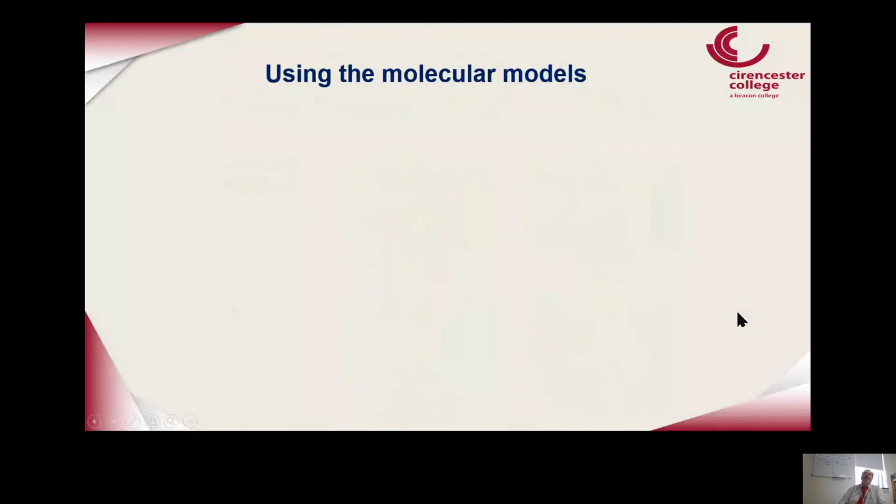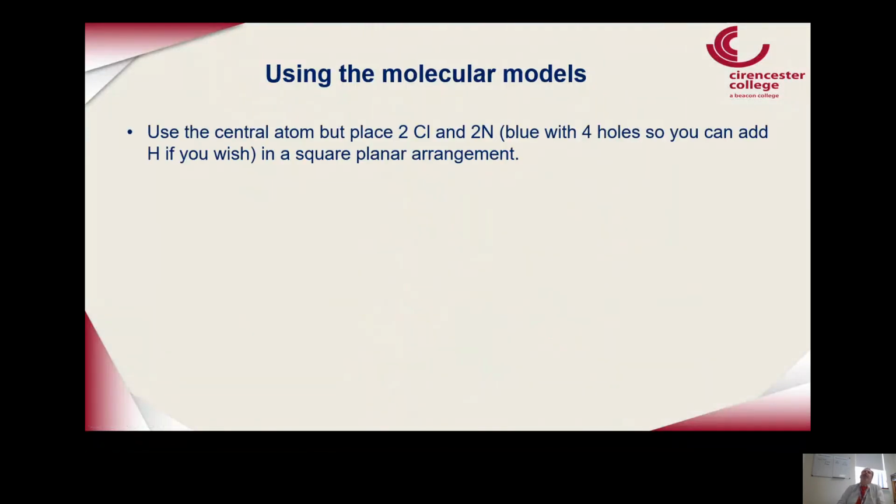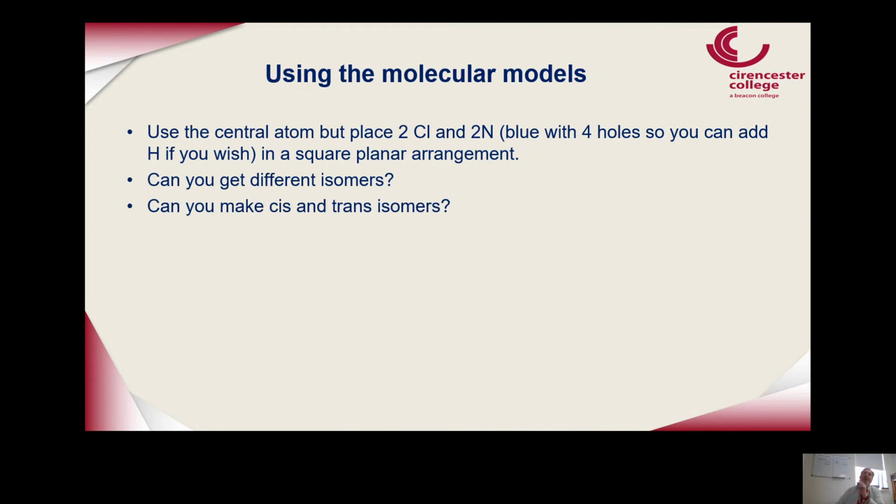So, moving on, we can now have a look at the square planar arrangement. Let's put those onto here. So we can have a square planar arrangement. I'll demonstrate that. Can we get different isomers for this? Can you make cis and trans isomers? I think yes, we can.